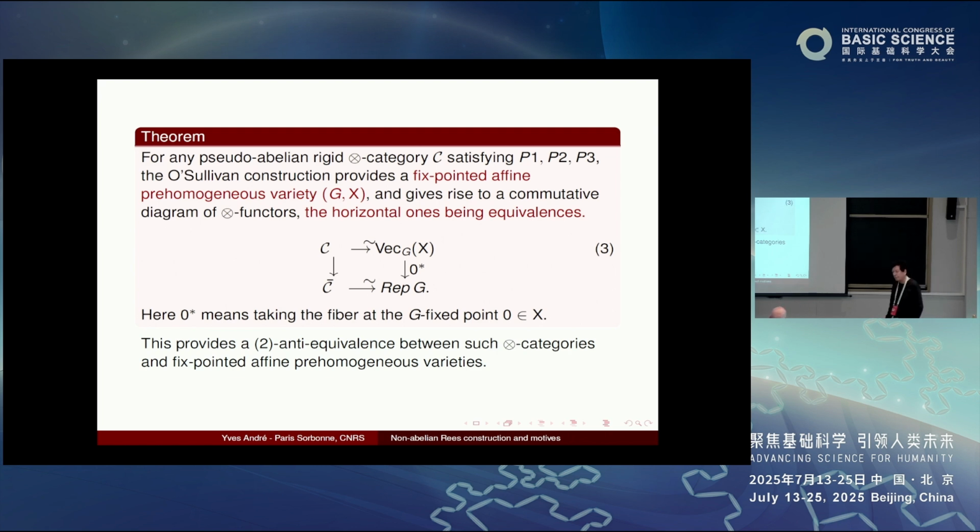What property fails for the vector bundles on P1? Yes, exactly. Which one fails? The first one, which says that there is a faithful functor to Vec k. There is a faithful functor to Vec k of X in the case of vector fields. See, only this fails.